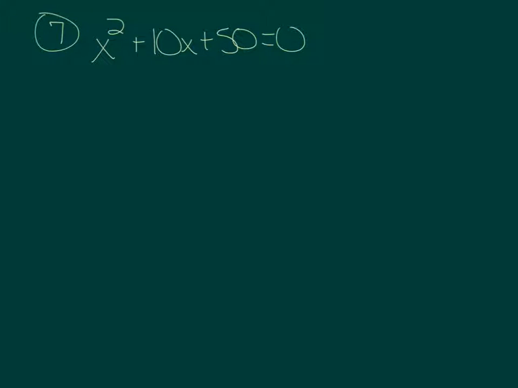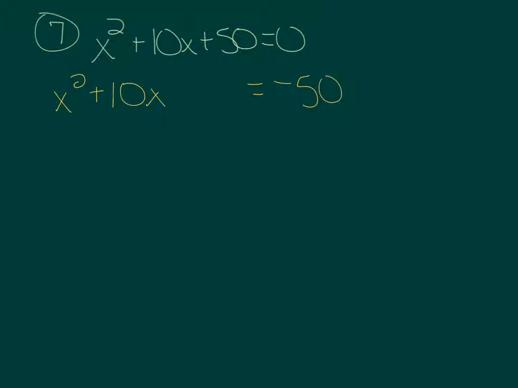Number 7 says to solve by completing the square. When you complete the square, you want to get the x squared and the x term by itself. You want to move the constant over to the other side. So we're going to subtract 50 from both sides. We get x squared plus 10x. Leave yourself some space, and we move that to the other side, and it's negative 50.